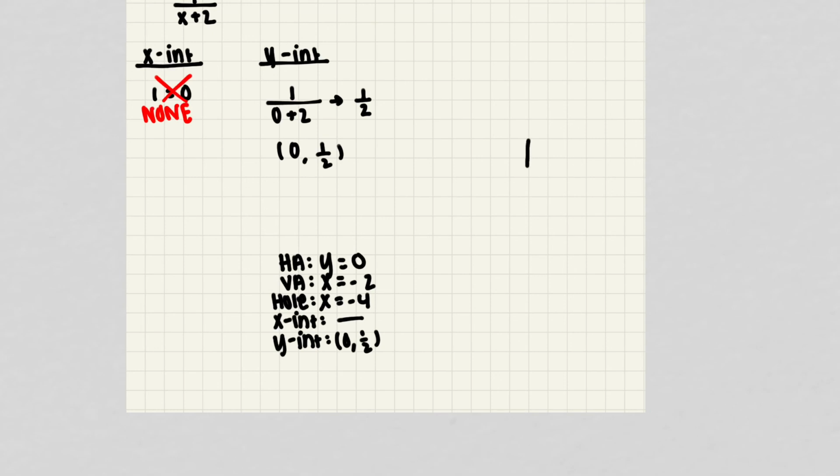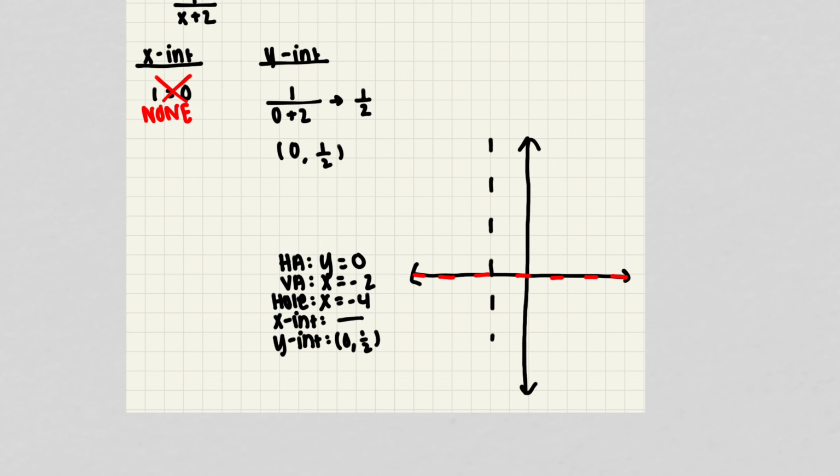Now I'm going to go ahead and start graphing. So I'm going to draw my graph over to the side. And I'm just going to start graphing piece by piece. So my horizontal asymptote is at y equals 0. What that means is that it's actually along the x-axis. So I'm doing this in red just so you can see for graphing purposes. The next thing is the vertical asymptote, which is at x equals -2. So that is here. We've got those asymptotes graphed.